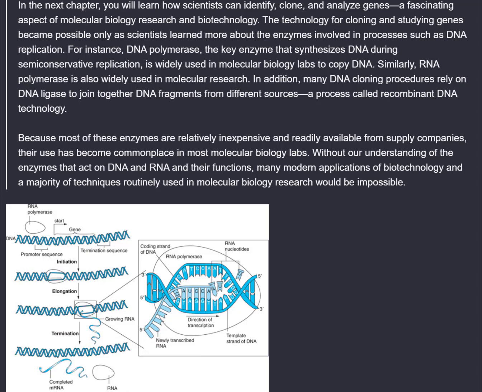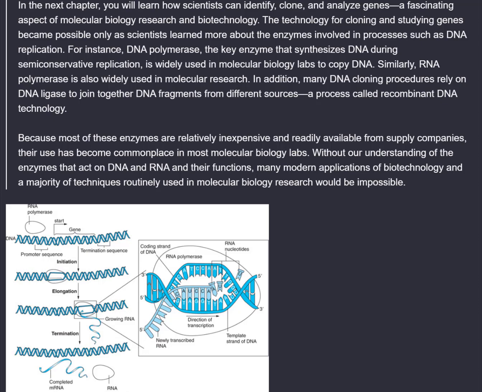In the next chapter, you will learn how scientists can identify, clone, and analyze genes, a fascinating aspect of molecular biology research and biotechnology. The technology for cloning and studying genes became possible only as scientists learned more about the enzymes involved in processes such as DNA replication. For instance, DNA polymerase, the key enzyme that synthesizes DNA during semi-conservative replication, is widely used in molecular biology labs to copy DNA. Similarly, RNA polymerase is also widely used in molecular research.